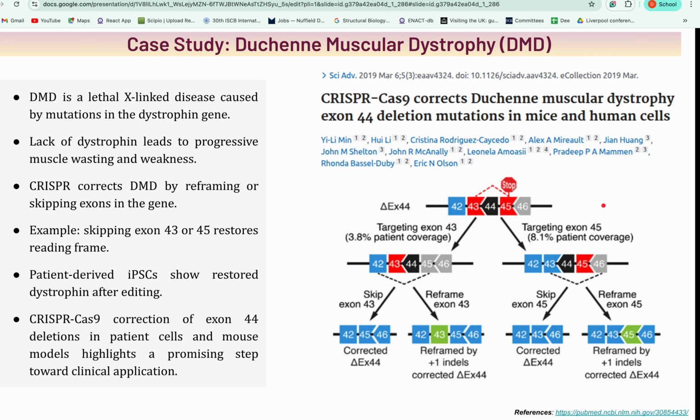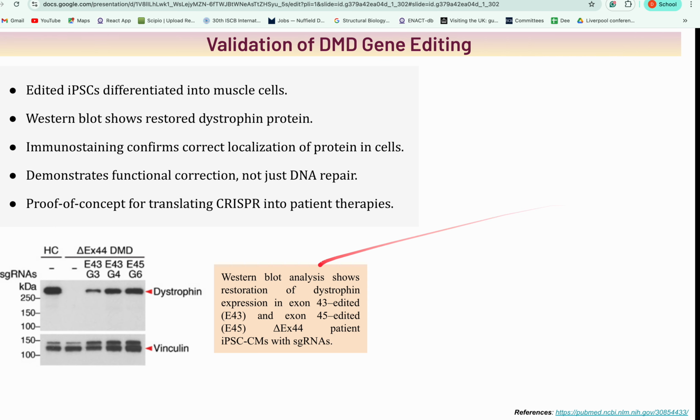So how to test it? That's why they are doing the Western blotting, in which they are checking where the bands are obtained. What is the length of the protein? Either it is short or it is long. So this is for the control. They have compared it with where the band is observed. So the Western blot has shown that it has restored the dystrophin protein.